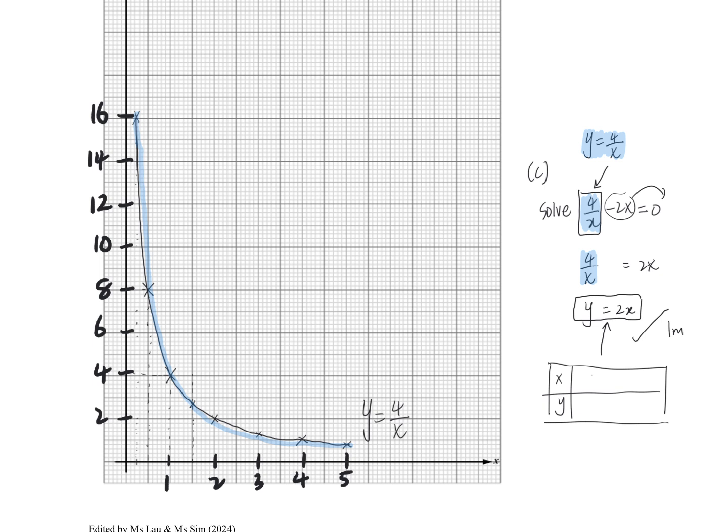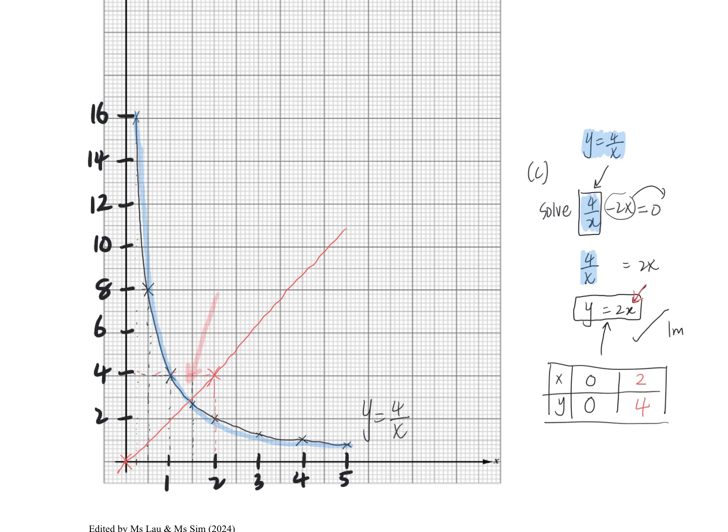So let's say I choose 0, because 0 is easy, right? So I sub in 0 here. Y is also 0. So 1 point is 0, 0. I just need 1 more point for a line. So I sub in 2 maybe. So 2 times 2 is 4. So my second point is 2, 4 here. So all I need to do is to draw this line out. And my solution is here.